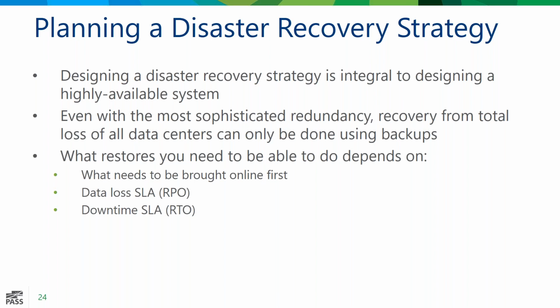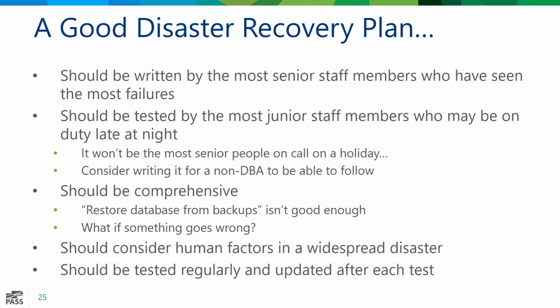So what restores you need to do if you're having to restore from backups depends on what has to be brought online first. So you might have a data loss SLA (RPO) and a downtime SLA (RTO) and multiple databases and multiple applications. And somebody has to decide ahead of time what gets first priority. And a good disaster recovery plan should be written by your most senior people who have been around the most and seen the most failures, but then it should be tested and implemented during testing by your most junior people, because they're the ones who are going to be on duty on holidays and late at night and on the weekends. And you want to try to write this so that even if no DBAs were available, a regular server admin could go through and follow a run book and get yourself back online.